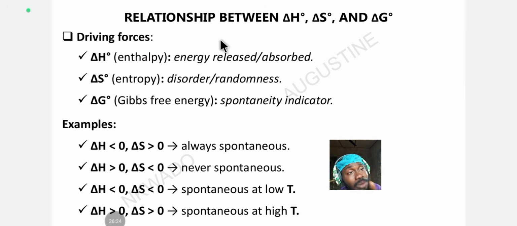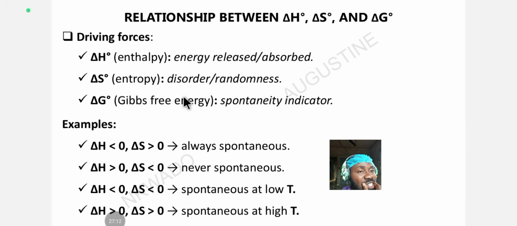Now we're looking at the relationship between change in heat, change in entropy, and the Gibbs free energy. For the change in entropy, disorder or randomness, there needs to be disorder or randomness in the system for a reaction to occur, like I said before. Because when there is disorderliness and randomness in the system, it shows that the molecules are moving. And for the molecules to move, it facilitates reaction.